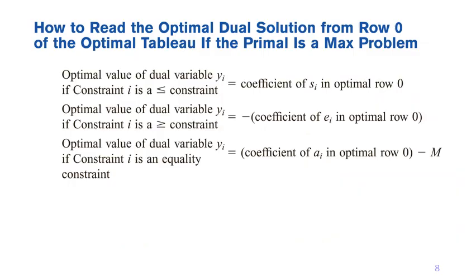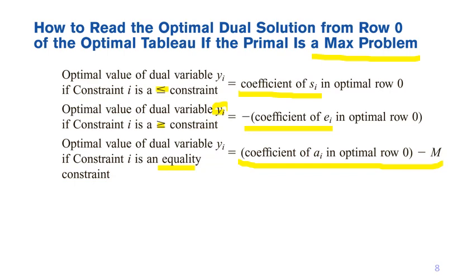So this is the summary of how we may read the optimal dual solution from the optimal table if the primal is a maximization problem. If the constraint in the primal is less than or equal to, we just read the coefficient of the slack variable. If the original constraint in the primal is greater than or equal to, then the dual solution yi is minus the coefficient of the excess. And if the constraint in the primal is an equality, and we solve the primal with big M, then here's how to get the optimal solution for the dual variable.